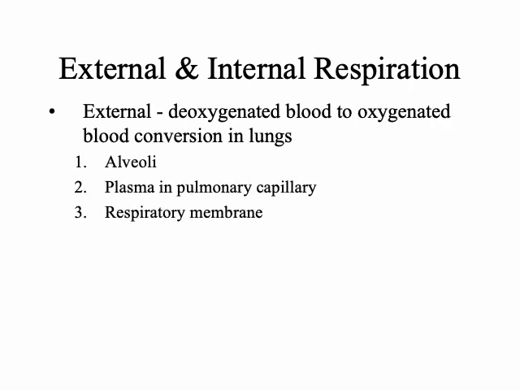Okay, next is external and internal respiration. Let's start with external. We've got deoxygenated blood to oxygenated blood conversion in the lungs. The site of external respiration is the alveoli. It's basically air moving from the alveoli across the alveolar type 1 cell into the liquid blood plasma inside the capillary. That whole structure that it crosses is the respiratory membrane.